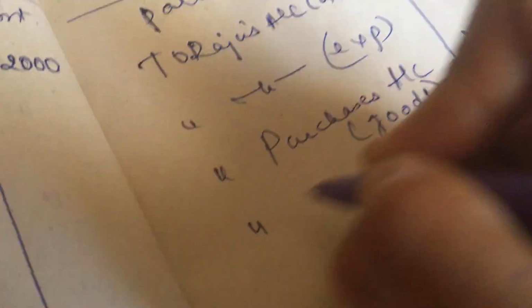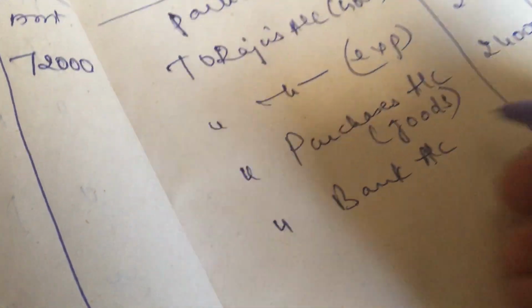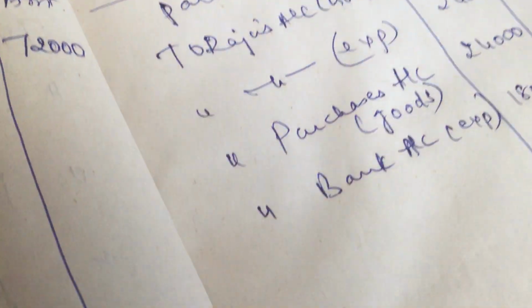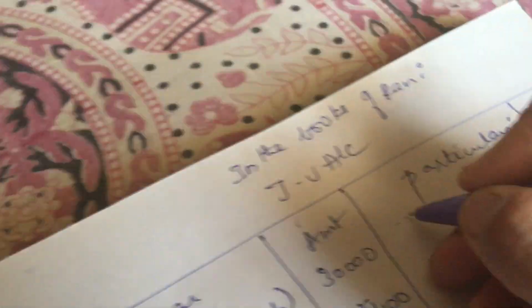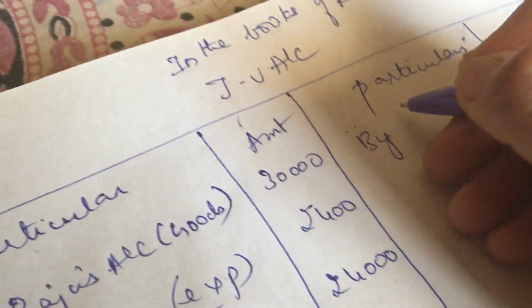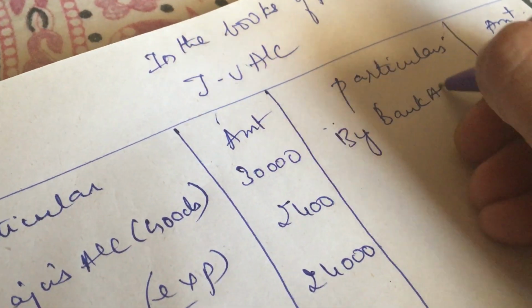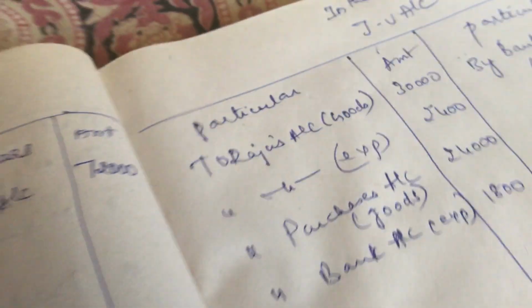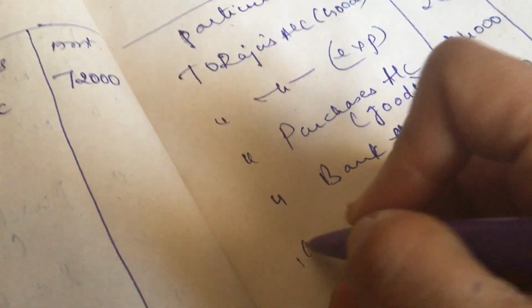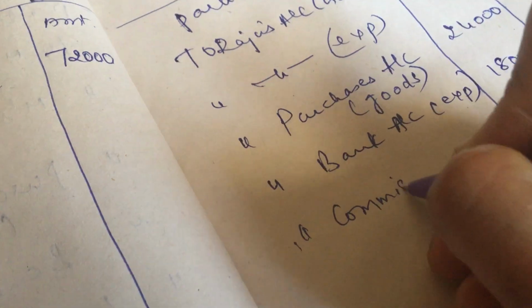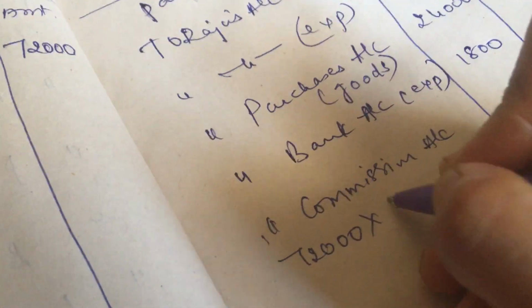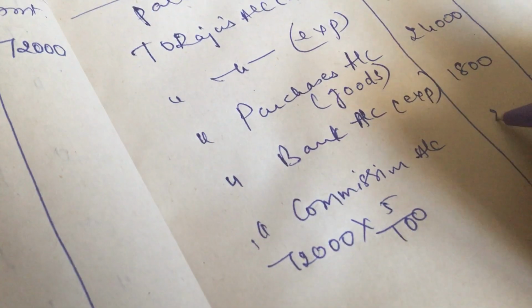And for expenses paid by Rani by bank account, expenses is 1,800, and for the sales made by her by bank account, that is the sales amount 72,000, and she is entitled to a commission, no? So that is to commission account, 72,000 into 5 by 100, that will come up to 3,600.